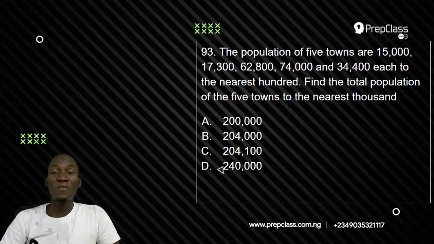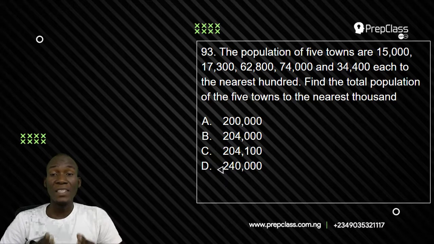The population of 5 towns are 15,000, 17,300, 62,800, 74,000, and 34,400, each to the nearest 100. Find the total population of the 5 towns to the nearest 1,000. A. 200,000, B. 204,000, C. 204,100, D. 240,000.